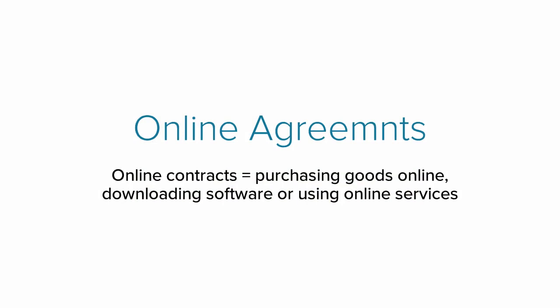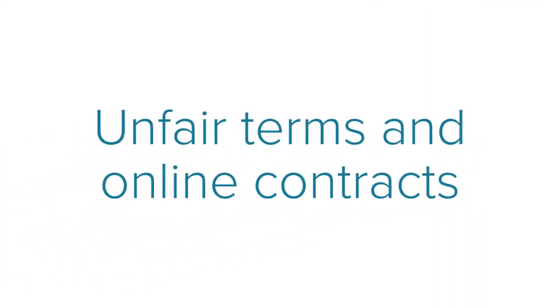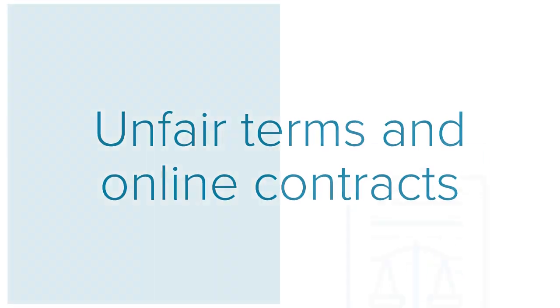When we make online purchases, download software, and utilize a variety of online services, whether as a single consumer or a small business, we are entering online agreements. As such, these online agreements also attract protections under the Australian Consumer Law, or ACL. So how does the ACL's unfair terms apply to online contracts?